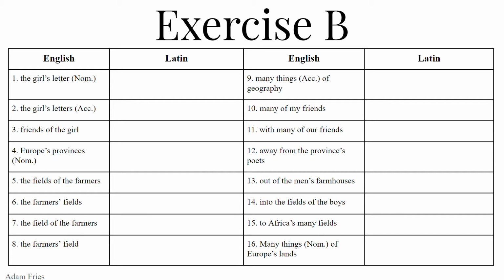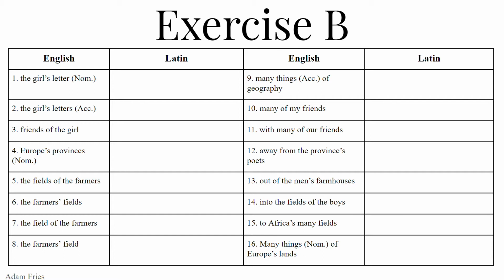So number one, the girl's letter. In the parentheses it says nom, the abbreviation for nominative, because we want the noun letter to be in the nominative. So we could say that the girl's letter is short, the letter of the girl is short. That would be equivalent. Girl's with the apostrophe S is showing possession.